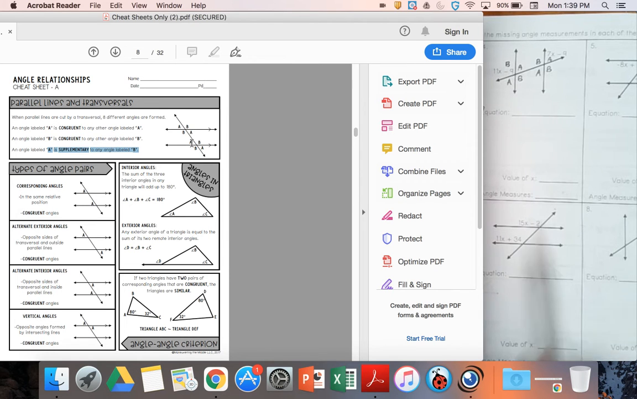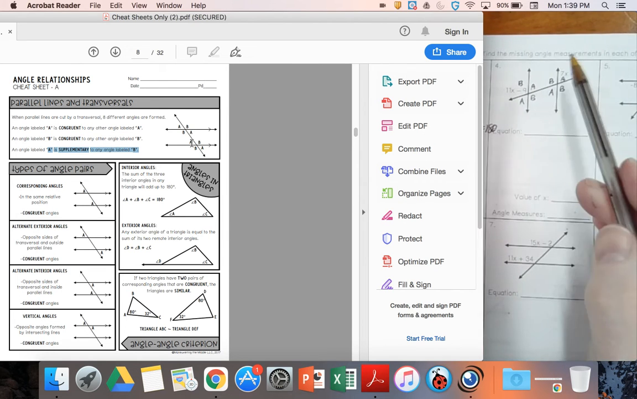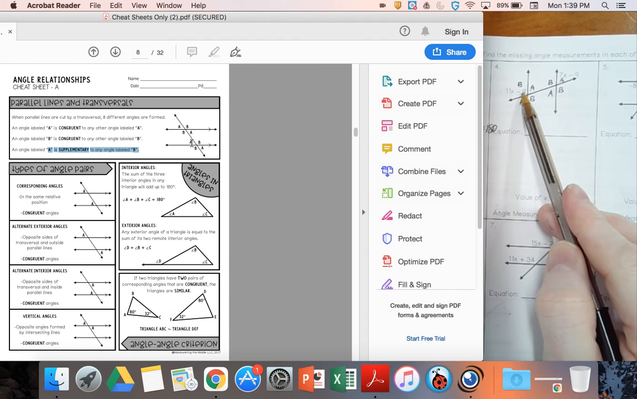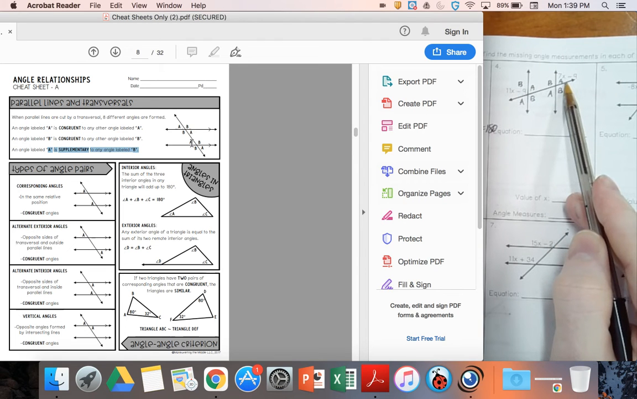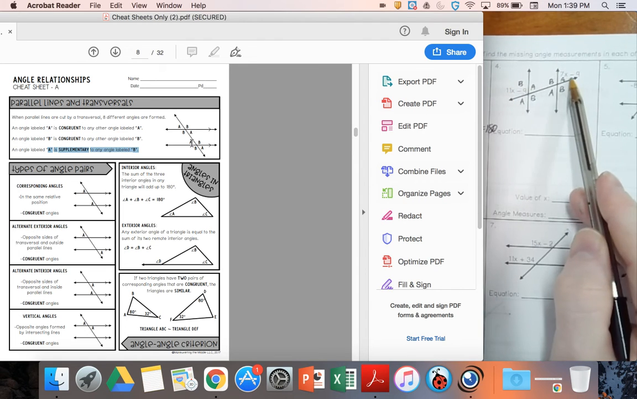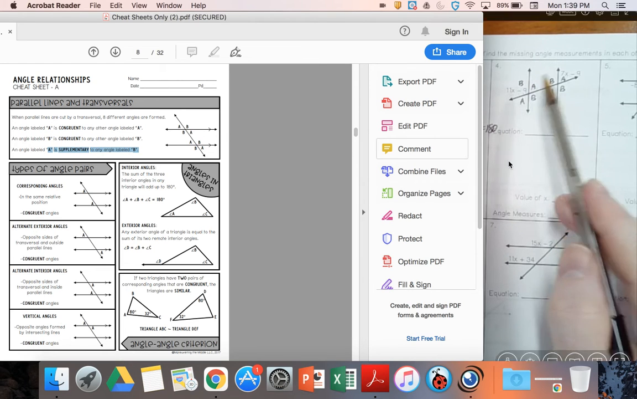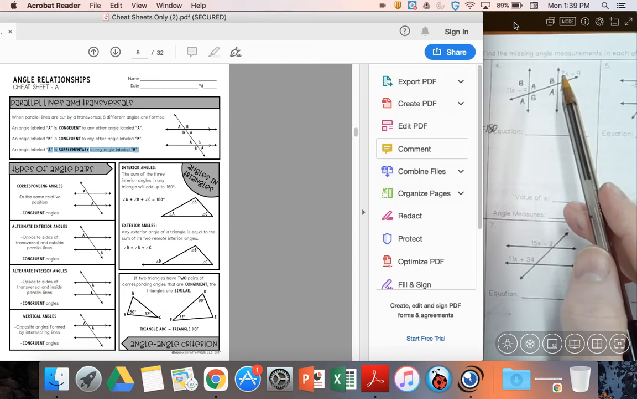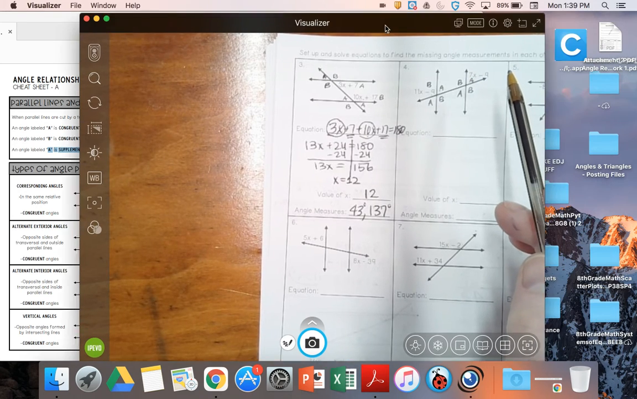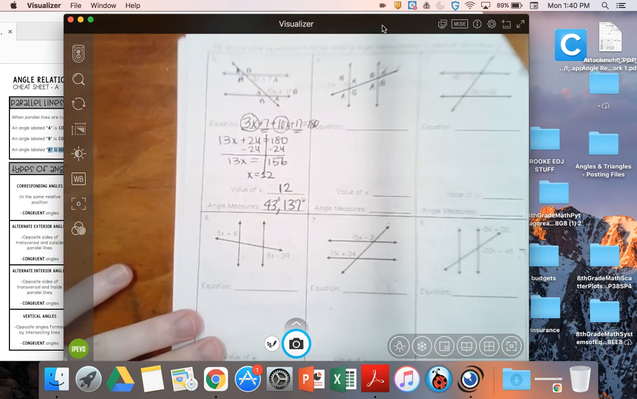All right. So these right here have to be, I can see that I have a B and I have an A. Those are going to be equal to 180 because they are supplementary based on my cheat sheet. And when A and B are labeled together, it's supplementary. So when we add these two together, they equal 180. So let's place this together here.